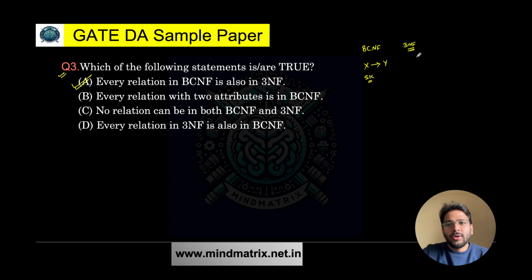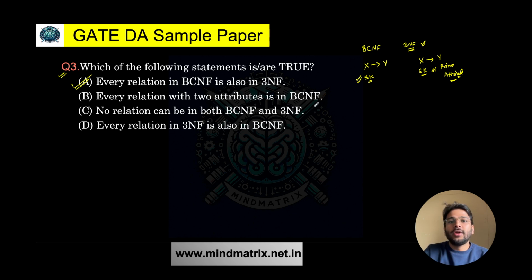And this is also true, because in 3NF, let's consider the same case. What is the condition? Transitive dependency should not be there. That means either X is going to be a super key or Y is a prime attribute, or a set of prime attributes basically. So you have the choice here: either this is true or this is true, then the relation is in 3NF. And in case of BCNF, it is mandatory that X has to be a super key. So we can say that first a relation has to be in 3NF, then only we can talk about BCNF. So option A is correct.